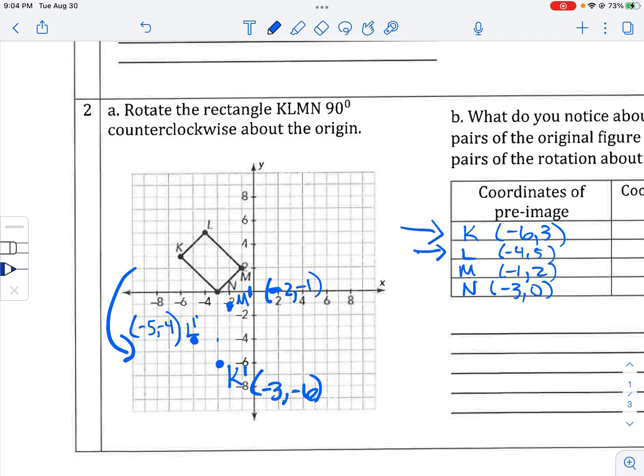Can't hardly see that negative. And then N is going to be 0, -3. Okay. That was kind of horrible looking, but there we have it.